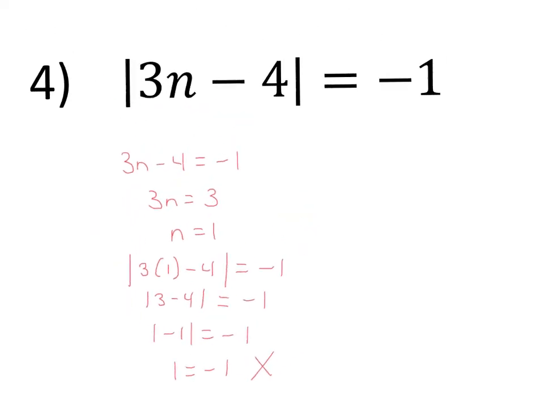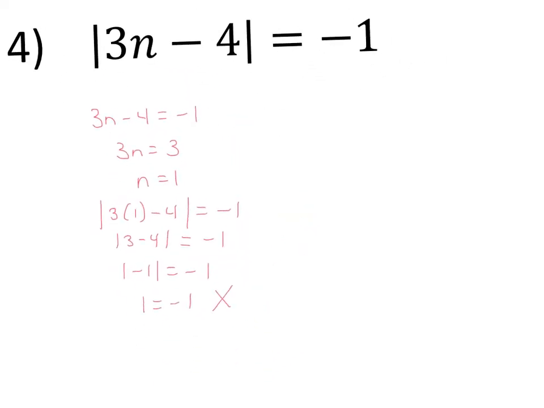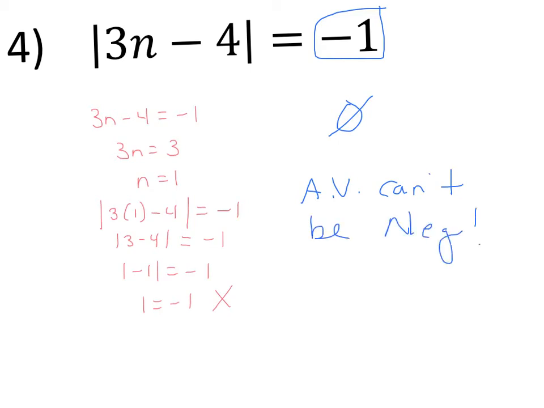Okay? So anytime you have a negative number right here, anytime you've got this right here, it automatically makes it a no solution because your absolute value can't be negative. Can't happen. Okay? Absolute value can't be negative.